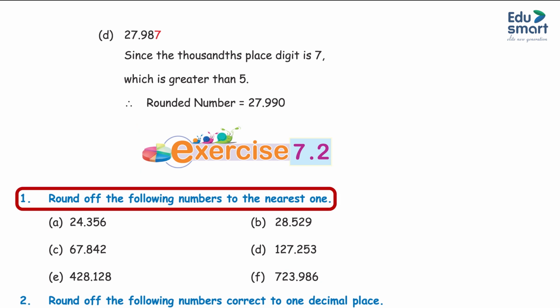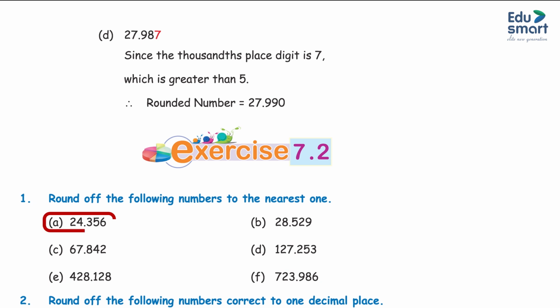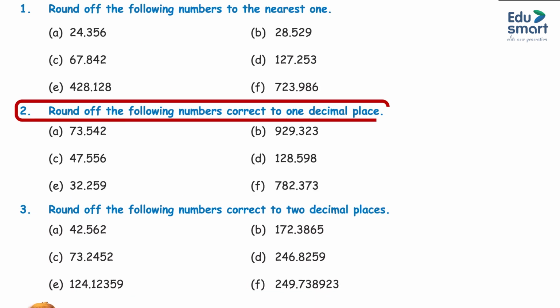Exercise 7.2. Question 1. Round off the following numbers to the nearest one. A: 24.356, 25. B: 28.529, 29. C: 67.842, 68. D: 127.253, 127. E: 428.128, 428. F: 723.986, 724. Question 2. Round off the following numbers correct to one decimal place.